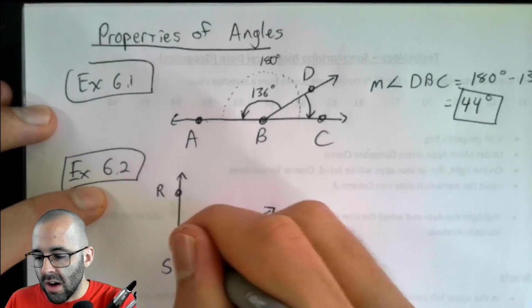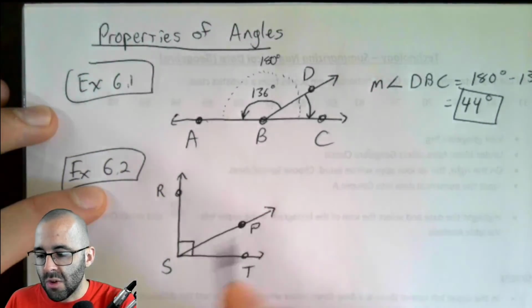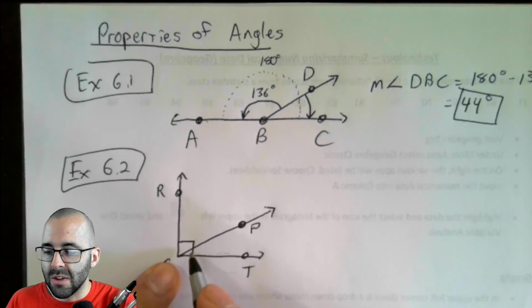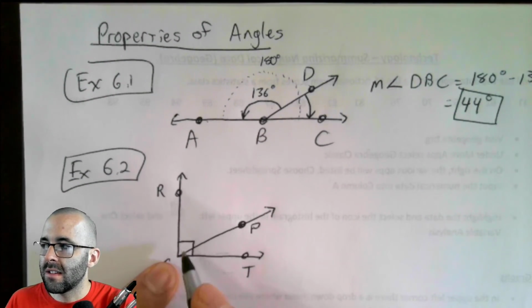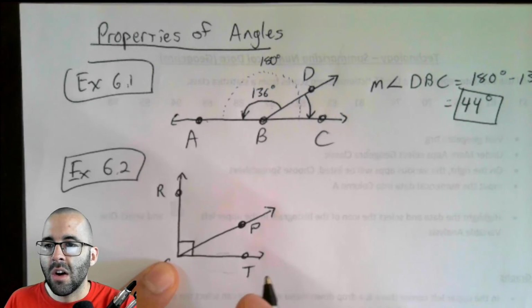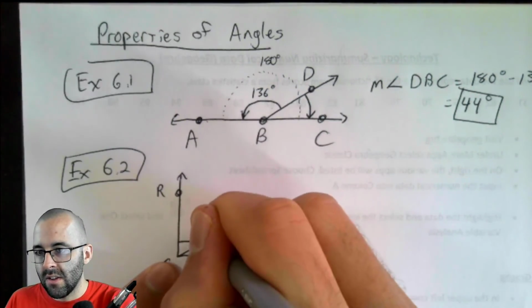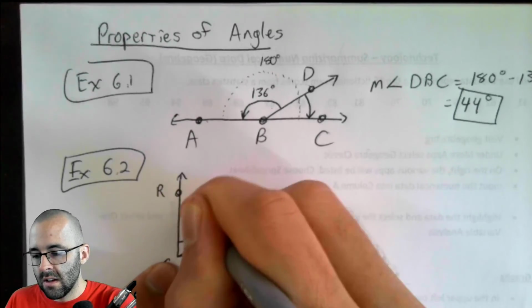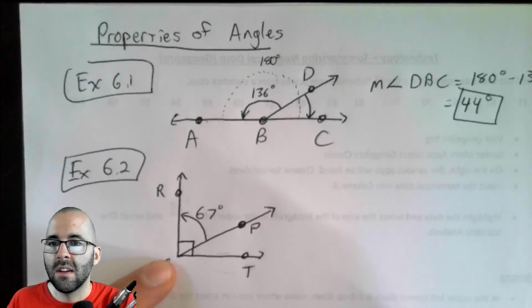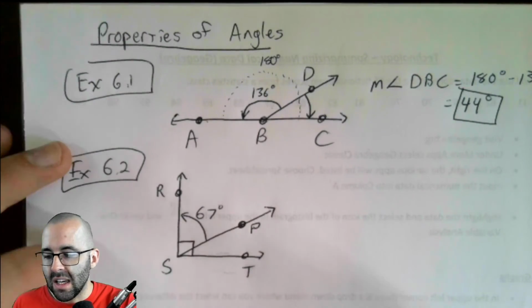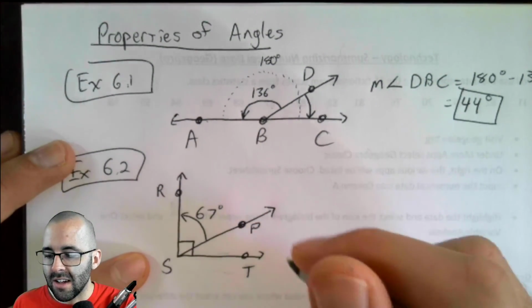So we know that angle RST is a right angle, which we denote right angles with a box like this. And then we also know RSP, this angle right here, is 67 degrees. And we want to find the measure of PST, Pacific Standard Time.